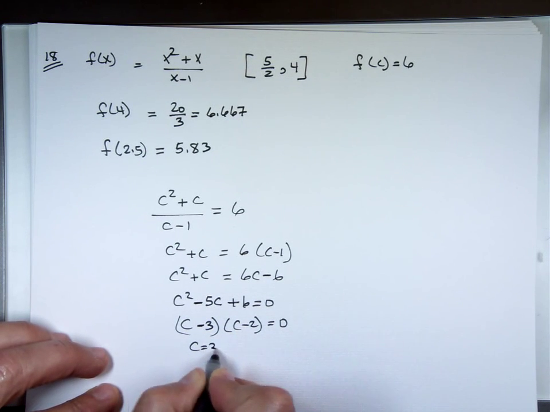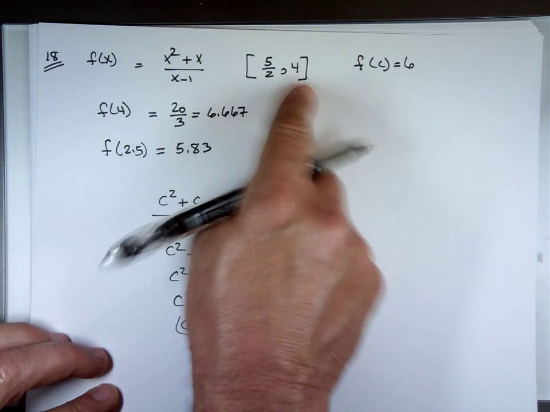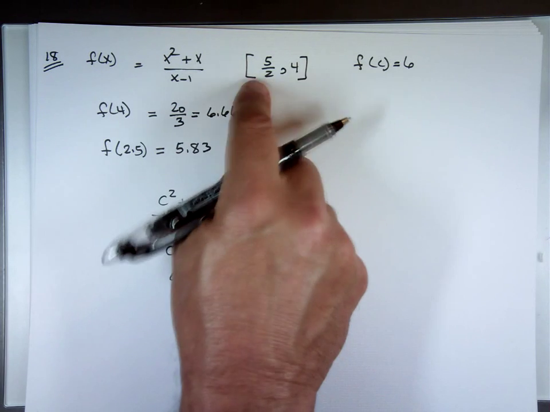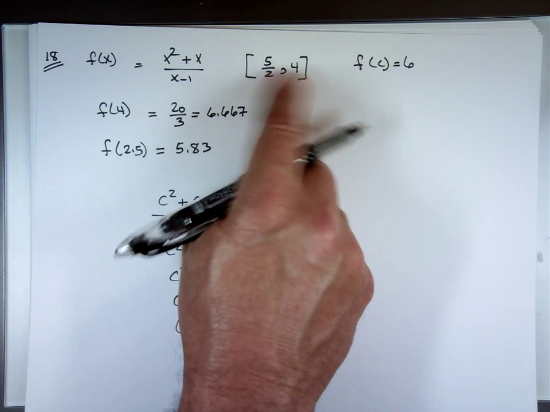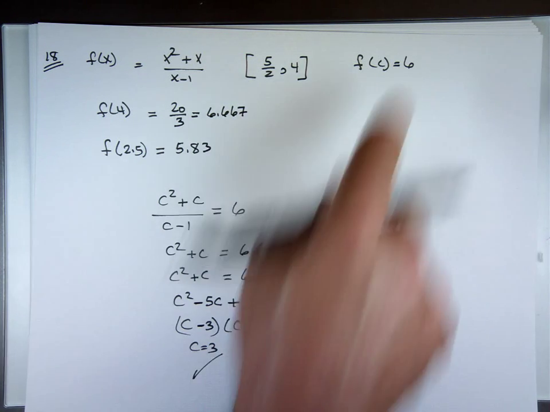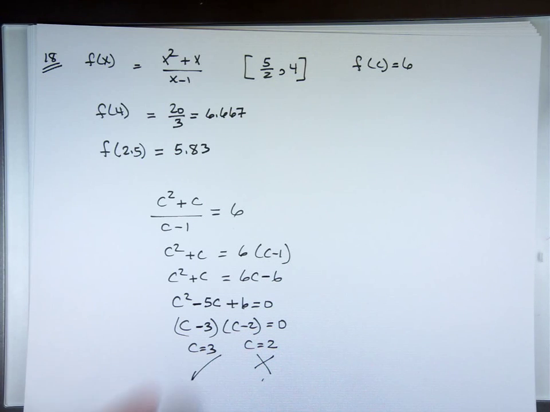This I can't use. It's outside my interval. This one is good. It has to be between these numbers. It has to be at least one value between these two numbers where the value of the function at that value is 6. And we do have one. Between 2.5 and 4, there's the 3. And the value when x is 3, that's a 6. And that's the last one.